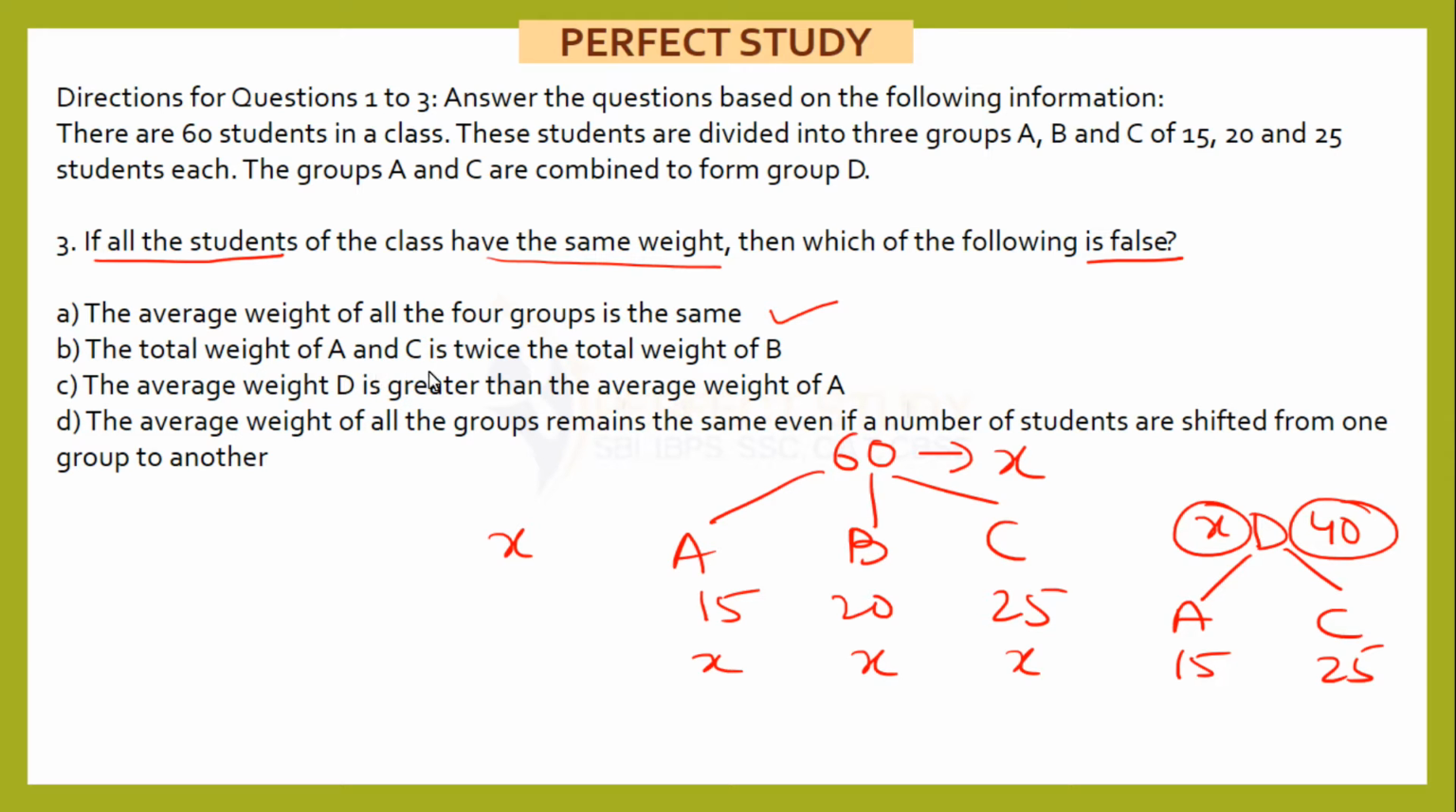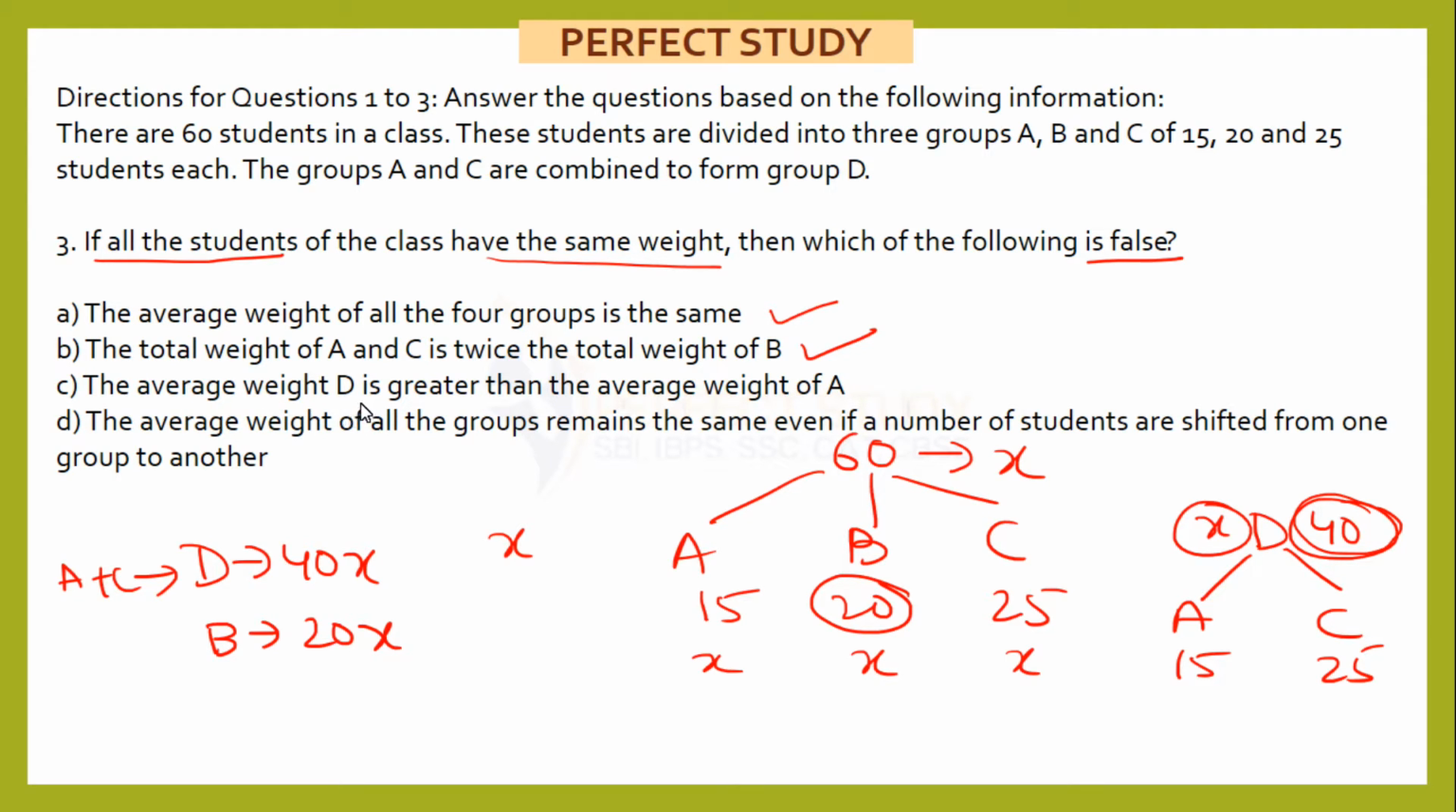The total weight of A and C is twice the total weight of B. Now what is my A and C total? 40 students. And B has how many students? 20 students. So if I take D, total will be 40X and B total will be 20X. So we can see the total weight of A and C, which is nothing but D only, is actually twice the total weight of B. So that is also correct.